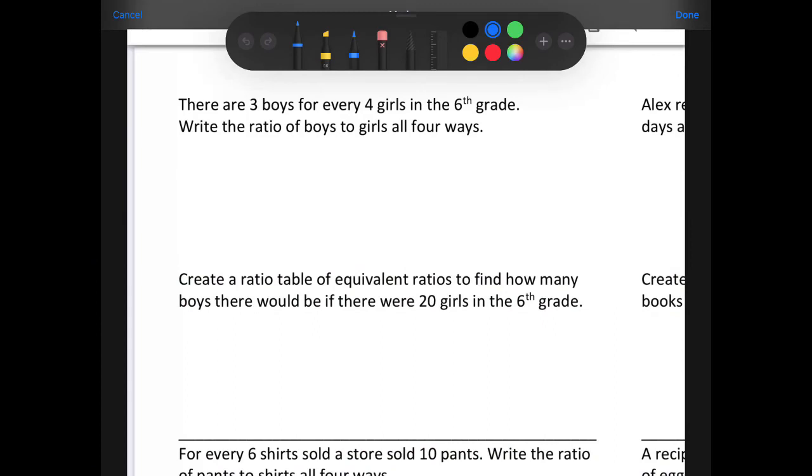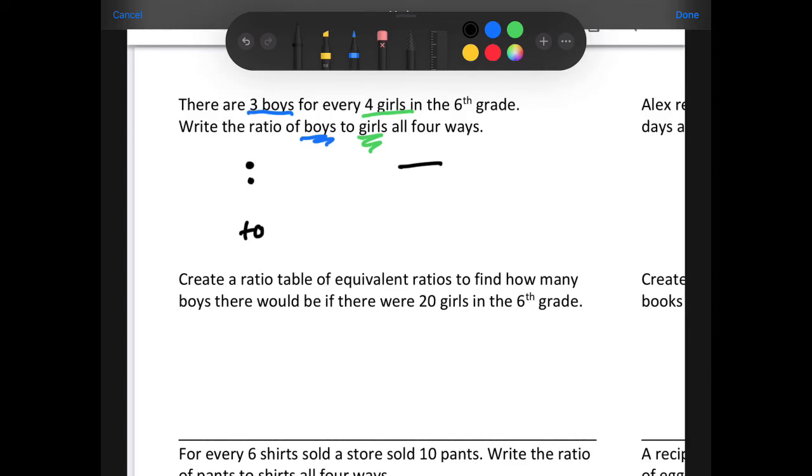They give us the statement: there are 3 boys for every 4 girls in the 6th grade. Write the ratio of boys to girls all 4 ways. And we want to keep that order. The order in which we write the ratio is important. So all 4 ways: we need a colon, you can write it with the word to, you can write it as a fraction, and then finally you can write it as a sentence. Let's start with the sentence first, since that's what we already have experience with.